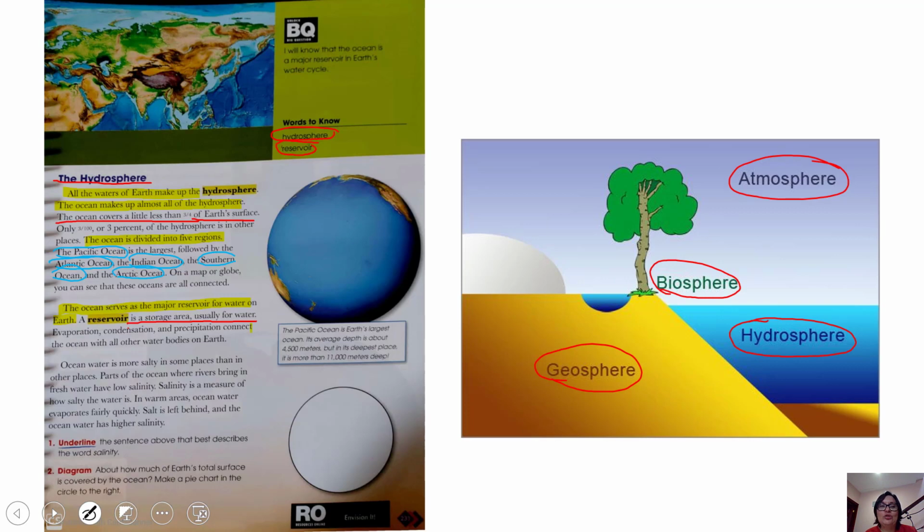And I want you to notice this. Evaporation, I am reading here, look. Condensation and also precipitation connect the ocean with all other water bodies on Earth. What does it mean? The Pacific Ocean is connected with the Atlantic Ocean, with the Indian Ocean. All the oceans are connected, and also the water of the ocean is connected with the water in a lake, is connected with the water in a pool.